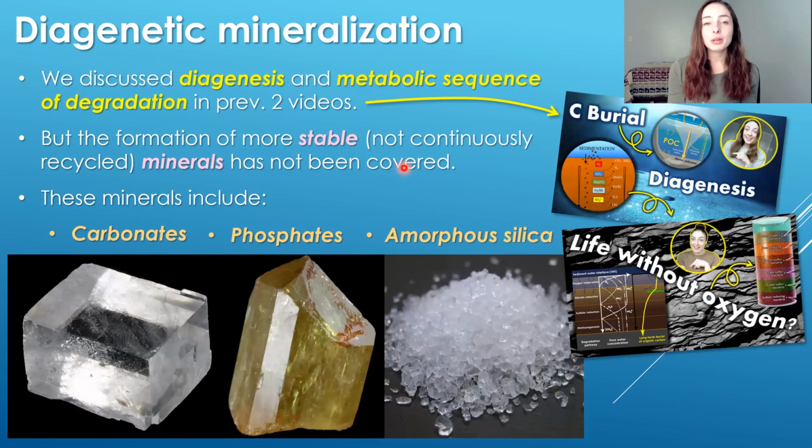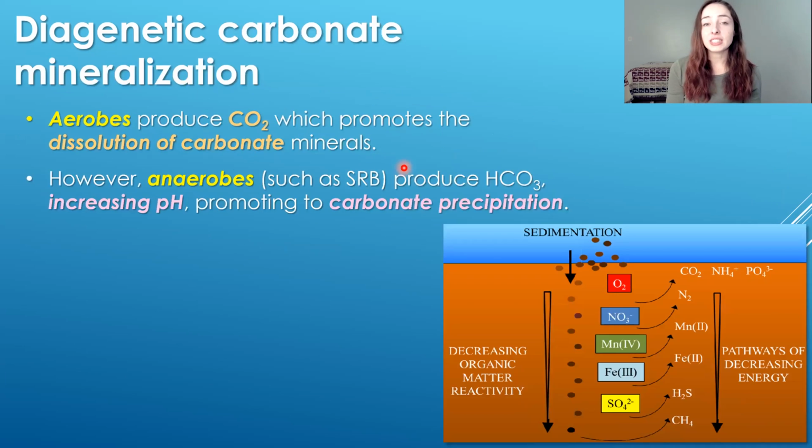So let's talk a little bit about how these form during diagenesis. First, let's start with carbonate minerals. Basically, aerobes, or aerobic respiring organisms, produce CO2, which promotes the dissolution of carbonate. So they're definitely not promoting carbonate precipitation. However, as we go deeper into the sediments, we go from oxic to suboxic to anoxic sediment, and anaerobes, or anaerobic respiring organisms that live in the suboxic and anoxic conditions in the sediment, promote carbonate precipitation by increasing pH.